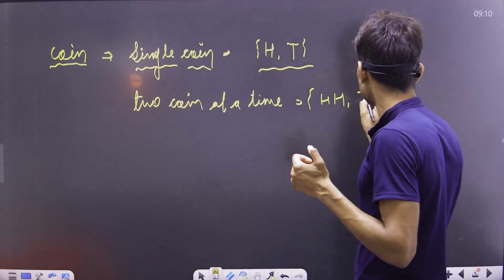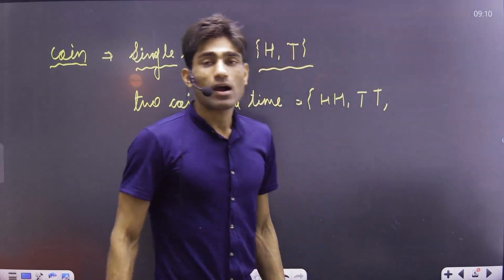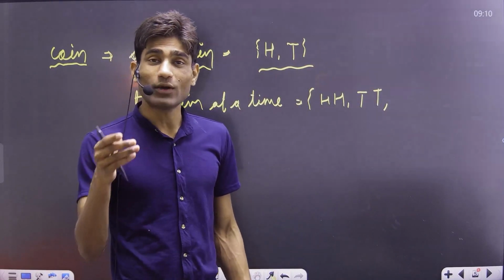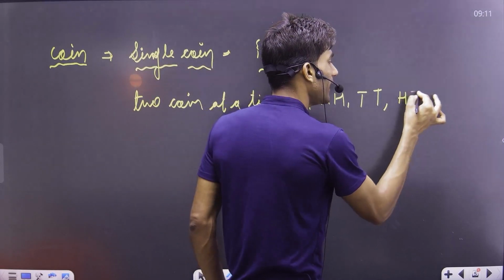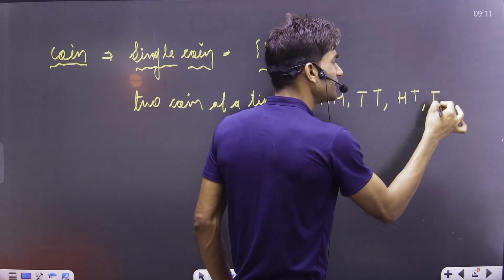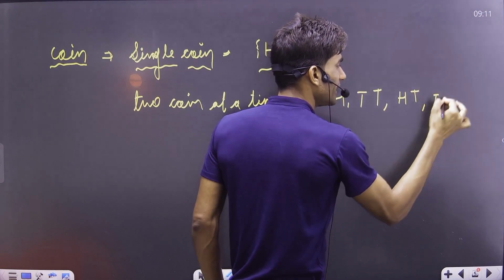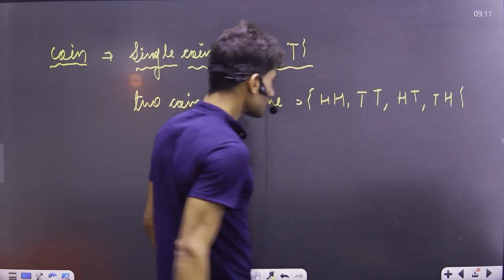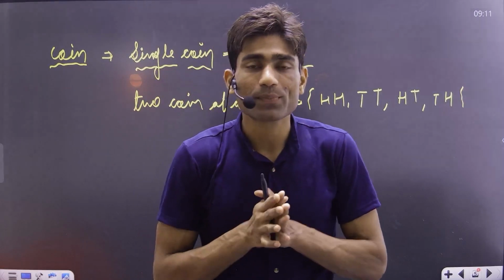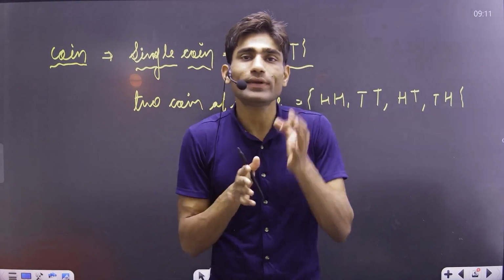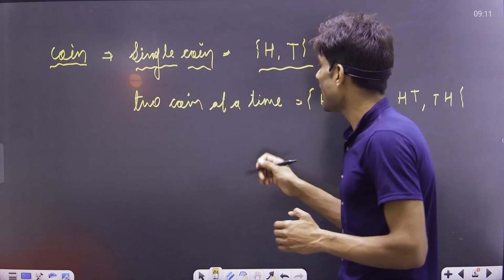Or maybe one coin gives us a head and the other a tail: first head, another tail; or first tail, another head. These are the possible outcomes when we toss two coins at a time. What actually happens if we toss three coins at a time? Three coins at a time means we have to count.